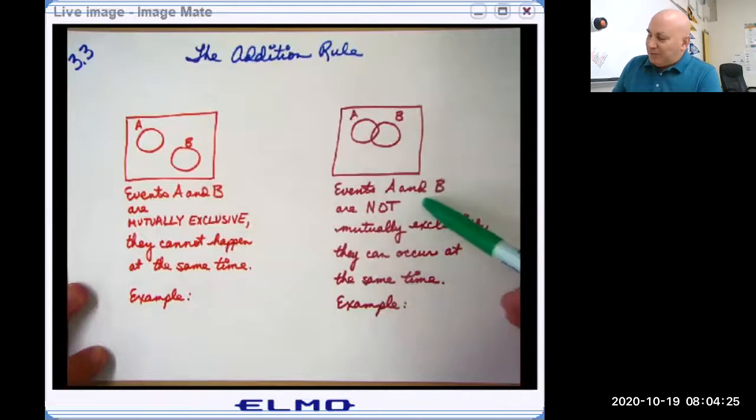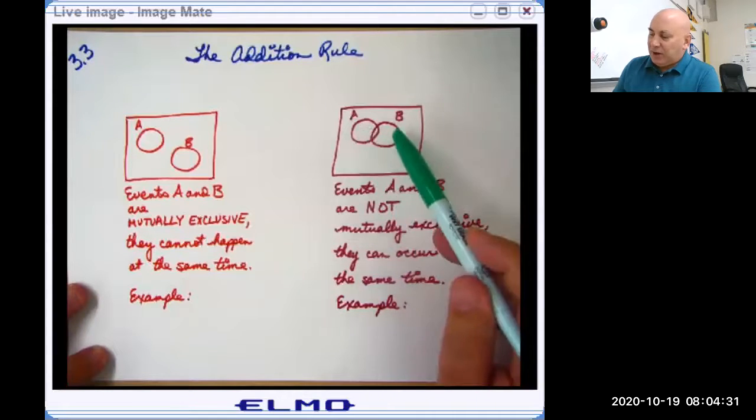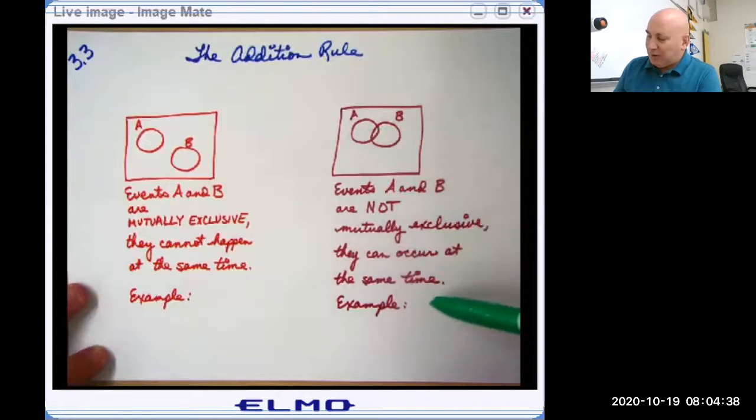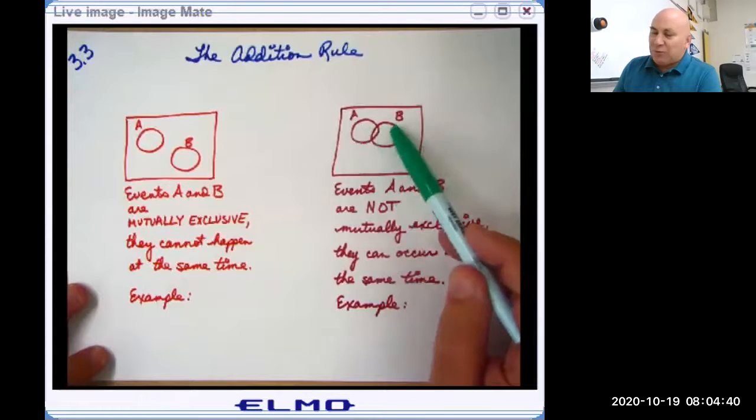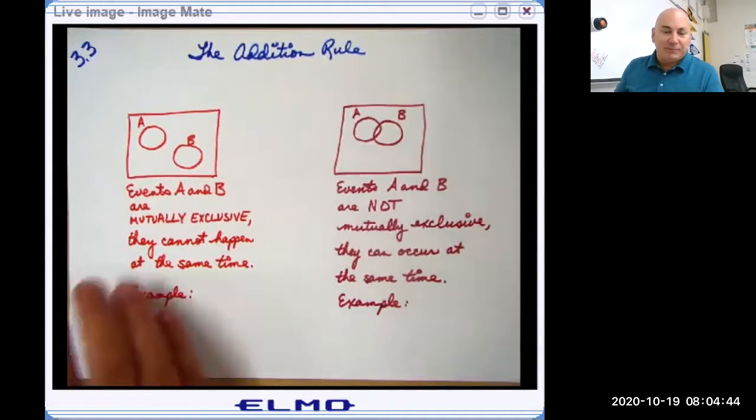A and B are not mutually exclusive if they can occur at the same time. For instance, rolling an even number and rolling a prime number. 2 is both even and prime. So rolling an even number and rolling a prime number are not mutually exclusive.